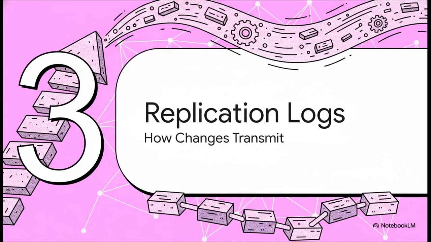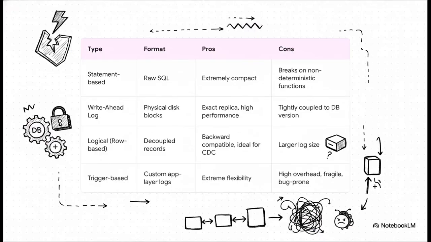You've heard me mention this replication log or change stream a few times now, but what is it actually? What's inside that stream? Because the format you choose has huge, huge implications for everything from performance to how flexible your entire system is. So, there are a few different flavors. You could just send the raw SQL statements. It's super compact, but it's brittle. What happens if you use a function like now? The followers will get a different timestamp. Another way is to send the low-level write-ahead log, or WAL.